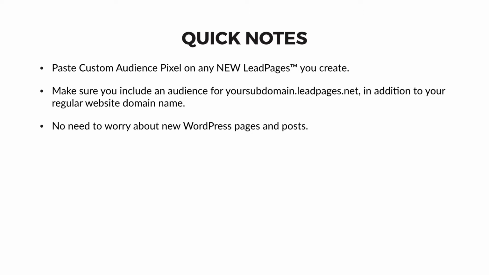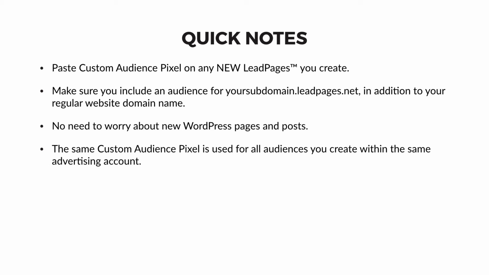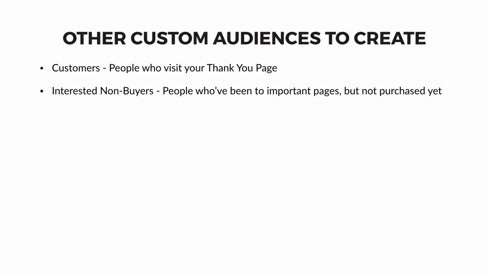Next, once you've added your custom audience pixel to your WordPress analytics or header.php file, you don't need to worry about adding it to future pages. It will be added for you automatically. Finally, realize that your custom audience pixel is used for all audiences you create within the same ad account. Now you're ready to create a couple of custom audiences based on visits to specific pages.